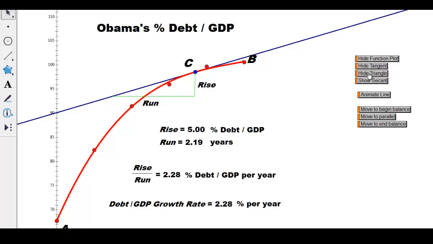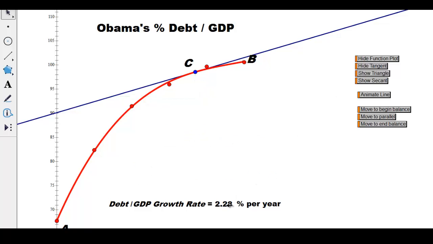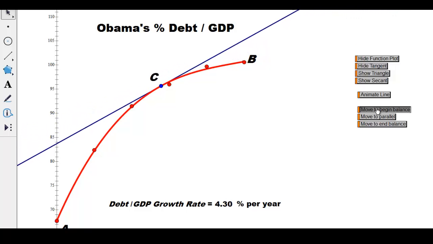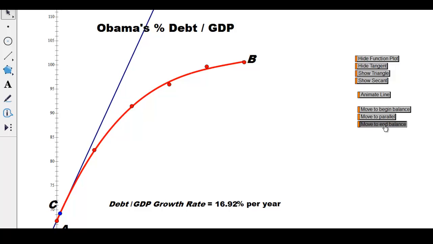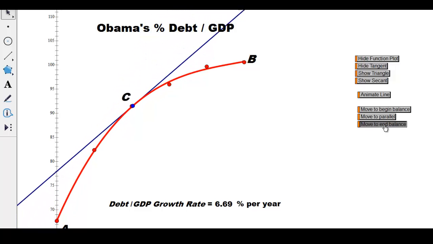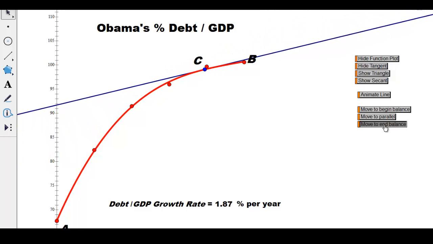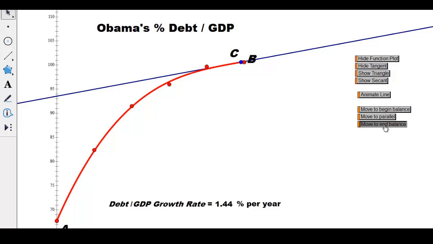There's a lot of clutter with that triangle, so let's put that triangle away. What we're interested in is this. Let's look at where President Obama began. In 2008, the beginning balance of the federal debt was growing at a rate of almost 17.5%. That's staggering. That's huge. And then by the end of 2013, he reduced that continuously to about 1.44%.